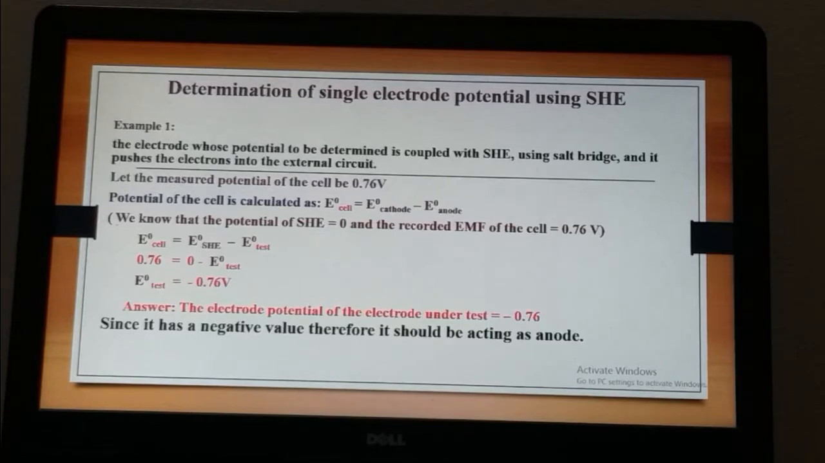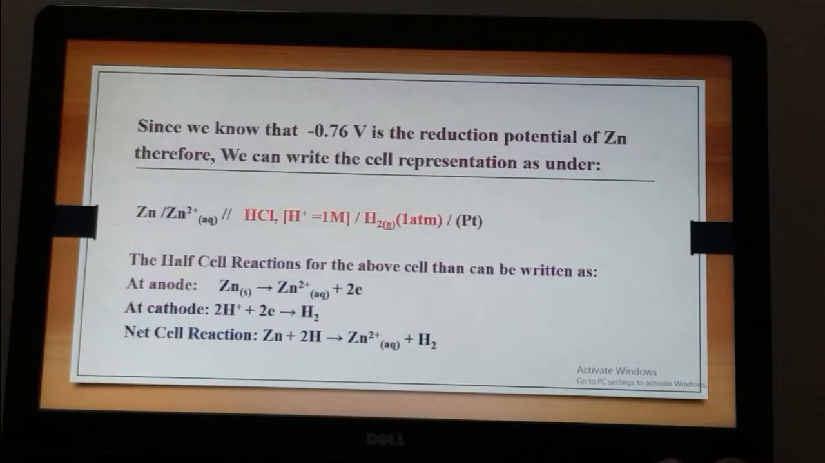Here I have explained how it is coming minus 0.76 volts. So this shows that the minus sign represents that the reduction potential of the electrode is minus 0.76, which is the electrode potential of zinc, and also that this electrode is acting as anode. So we can write the cell diagram as zinc in the zinc ions, salt bridge, and then we are writing the SHE electrode on the right hand side.